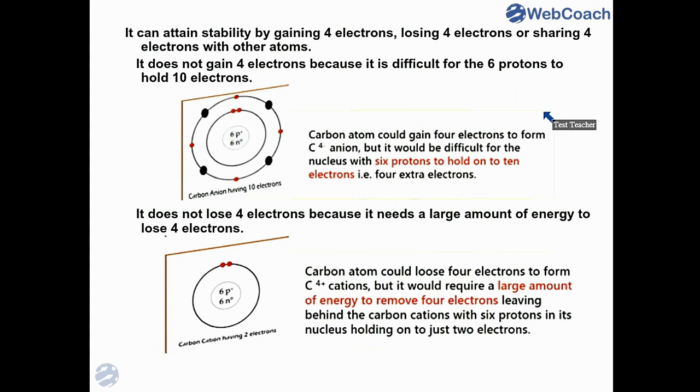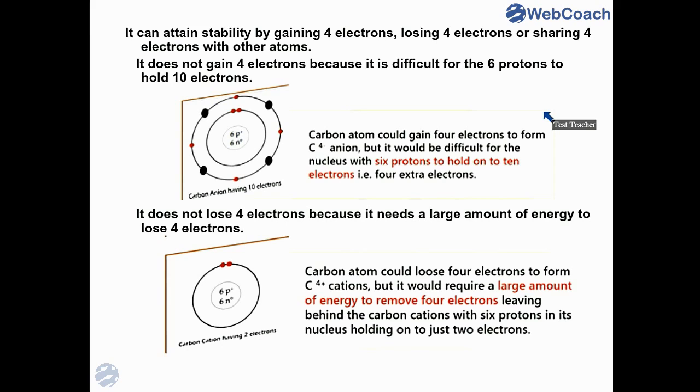Okay, so it does not gain 4 electrons. Why? Because if it gains 4 electrons, then the total will be 10 electrons, right? But how many protons are there in the nucleus? There are only 6 protons in the nucleus, which will not be able to hold the 10 electrons in place because the negative charge will overcome the positive charge, right? The other scenario is wherein it has to lose 4 electrons.